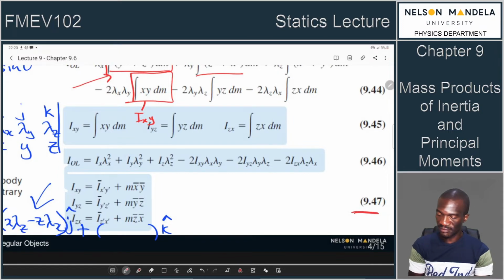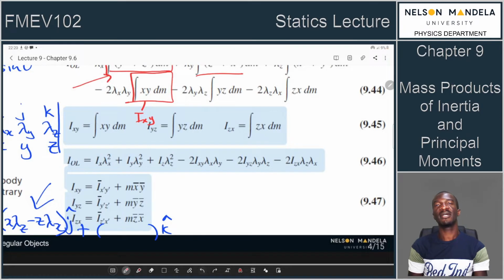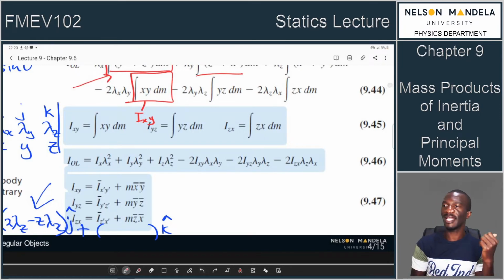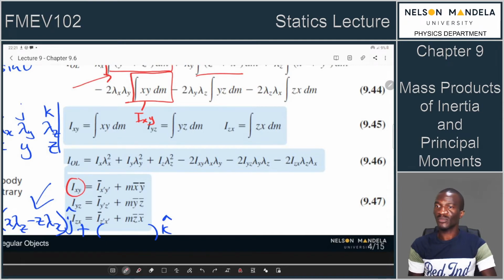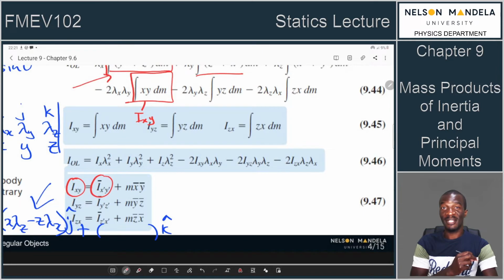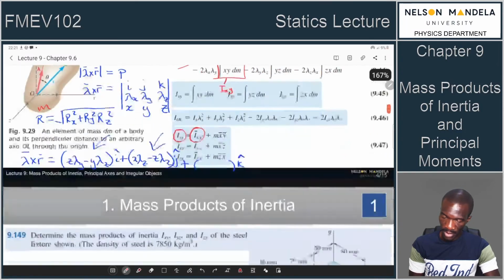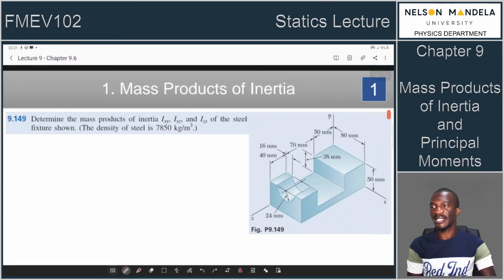So equation 9.47 there is basically showing us the parallel axis theorem for the mass product of inertia, just like we saw for the area product of inertia. It also obeys the parallel axis theorem. So for you to find the mass product of inertia Ixy, all you need is the centroidal product of inertia Ix'y', where x' and y' are the centroidal axes, plus the mass multiplied by the product of the centroidal coordinates. This means that we now have all we need to find the mass product of inertia. Let's see what that means through an example.